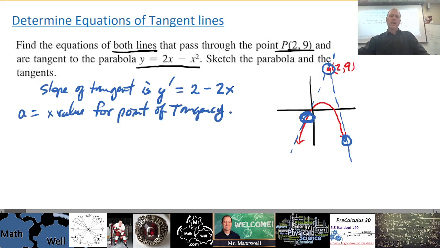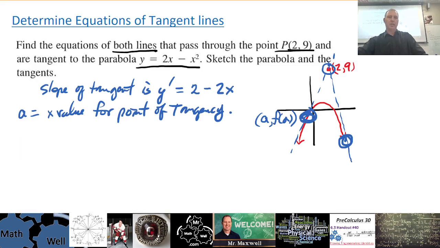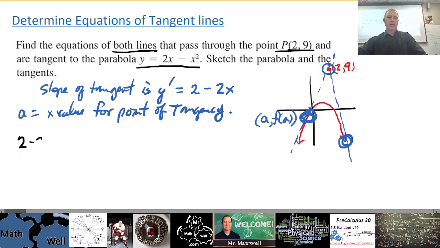And this is unknown. These points are unknown. So I've got unknown x and y, or a and f of a. Okay? That's what I have. That's an unknown point, a and f of a. And so if I have the expression for the slope, 2 minus 2a, and I'm going to make this a different color, because 2 minus 2a, that's what the slope has to equal.